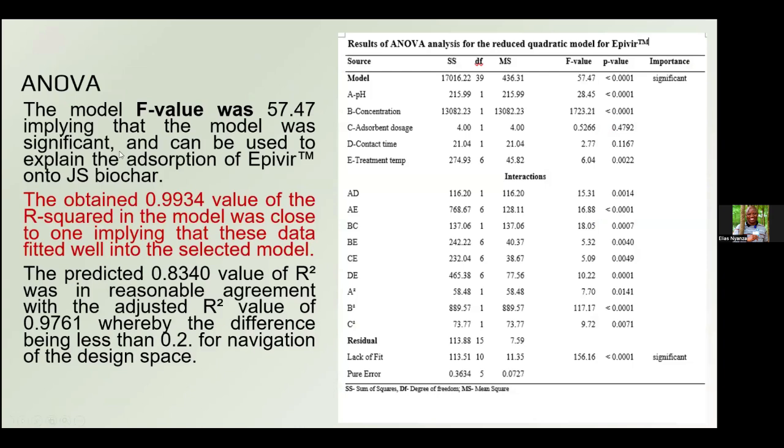So you can see from the statistics, the F value implies that the model was significant, and it can be used to explain how this jamim seeds biopolar is working. And you can see the R squared 0.99, indicating that this data fit well in the selected model among others. So you can see here different parameters that need to be considered, but most important is the temperature and pH, but also the time frame that the water will be passing through the residue. Normally, in this particular experiment, we are using 30 minutes to 38 minutes to pass through the biopolar material, and that's the efficiency of 94%.